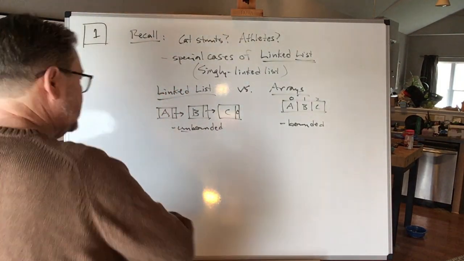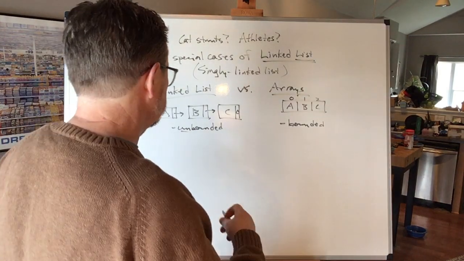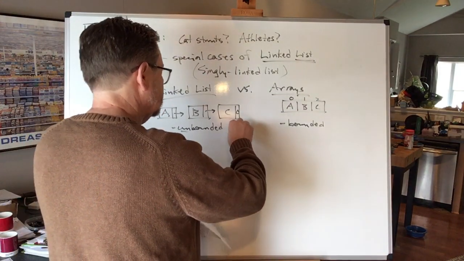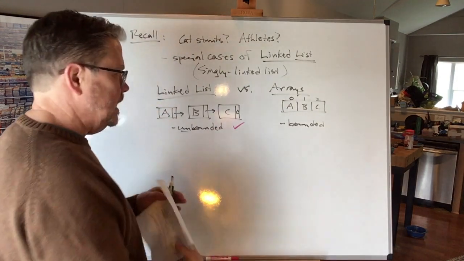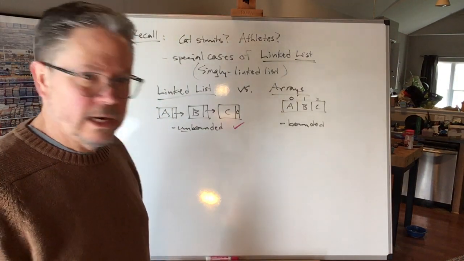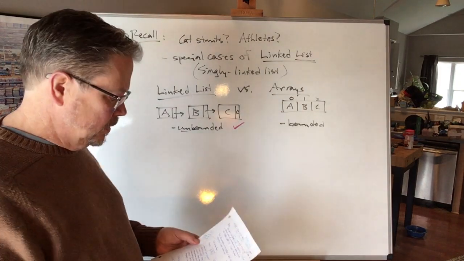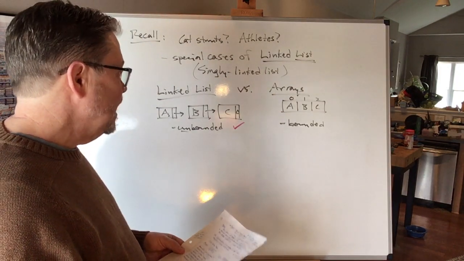And let me see if the pink will write on the board. I'm going to award this round to linked lists. I make the claim that unbounded is an advantage over bounded. We don't have to know a lot of things in advance. We just deal with things as they come up.